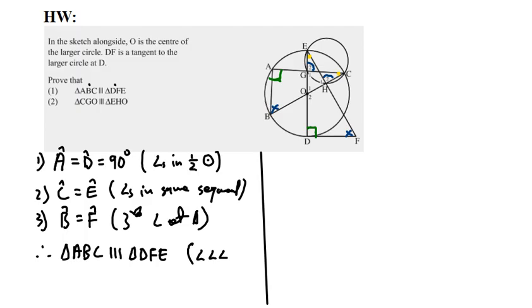But let's mark on the sketch. You never know how useful this might be. Let us mark those angles as equal. CGO is this triangle, CGO. Then another triangle to look at is EHO. EHO.